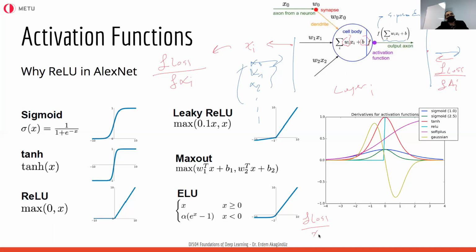The partial derivative of the loss with respect to xi will be the partial derivative of the loss with respect to ai times, very simply, the partial derivative of ai with respect to xi. So these will cancel and I will have this. Simple, right? I have this here, and I need to calculate this. How can I calculate that?